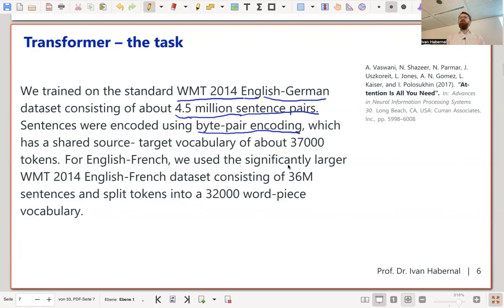Okay, so what is byte pair encoding, by the way? It's a label for something you know. We've been using that all the time, we know it under different names, maybe. I think we talked about byte pair encoding, but we talked about other encodings. So what does it mean, sentences were encoded using byte pair? You have a sentence and you want to turn it into token IDs. You can use byte pair encoding. What is it?